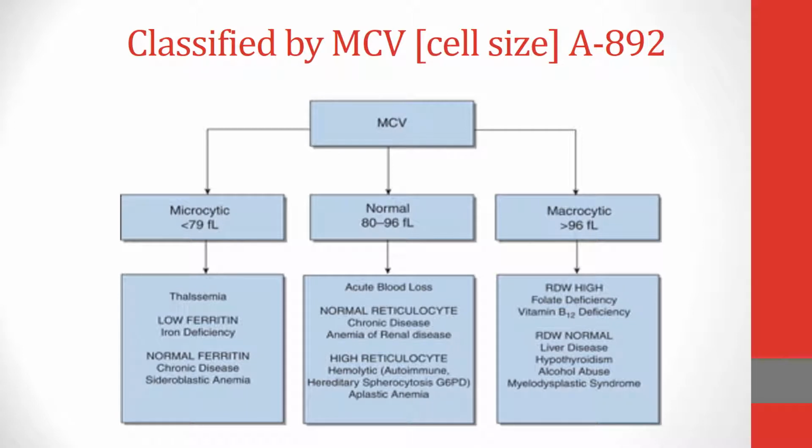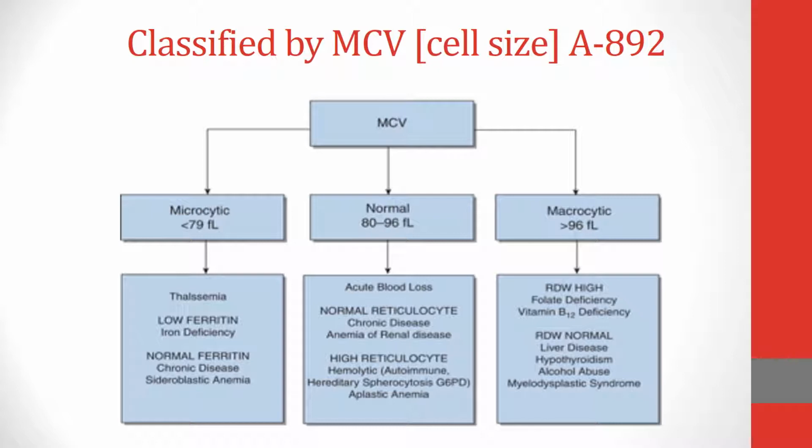Microcytosis, less than 79, shows you the causes. Thalassemia, you can have a low ferritin. Remember, ferritin is what? Iron storage protein. So then you're going to have iron deficiency. Now, you can have a normal ferritin, and then you're going to say, I got a small cell, but I got a normal ferritin. In other words, I'm storing the iron. Well, then you know it's chronic disease or sideroblastic. Don't worry, for the purposes of this class, we're not getting into sideroblastic. You will need to know that for differential diagnosis when you take that.